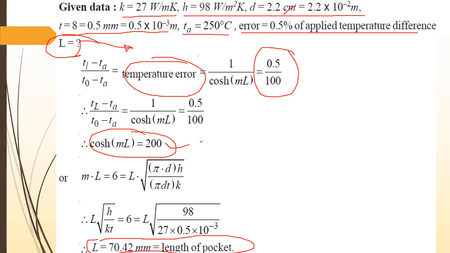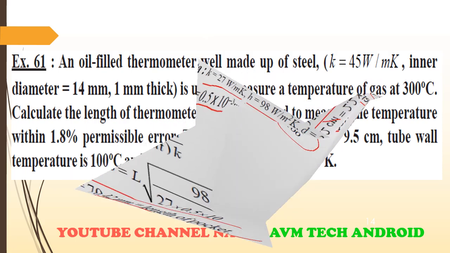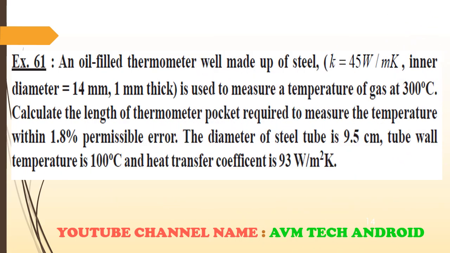So the length of pocket which is available is 70.42 millimeter. When we go with this kind of dimension, the error in the temperature measurement is less than 0.5 percent. So friend, I hope that numerical was very easy, and we will go with one more numerical where we will see something new.